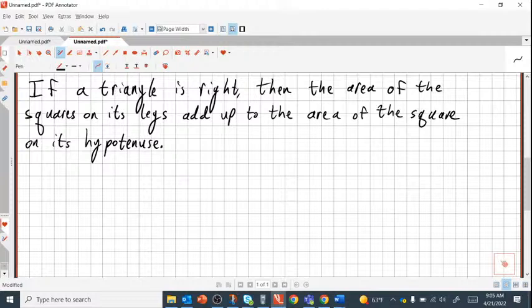Yeah, and since right triangles are the only ones with legs and a hypotenuse, you actually have to rephrase it. If a triangle is not right, then the area of the squares on its two shortest sides do not add up to the area of the square on its longest side. Because as Charlie was pointing out yesterday, the hypotenuse has to be the longest side of a right triangle. That's perfect. And that is true, which is also interesting, right? But what's the converse, Lucy? What would the converse be of this?